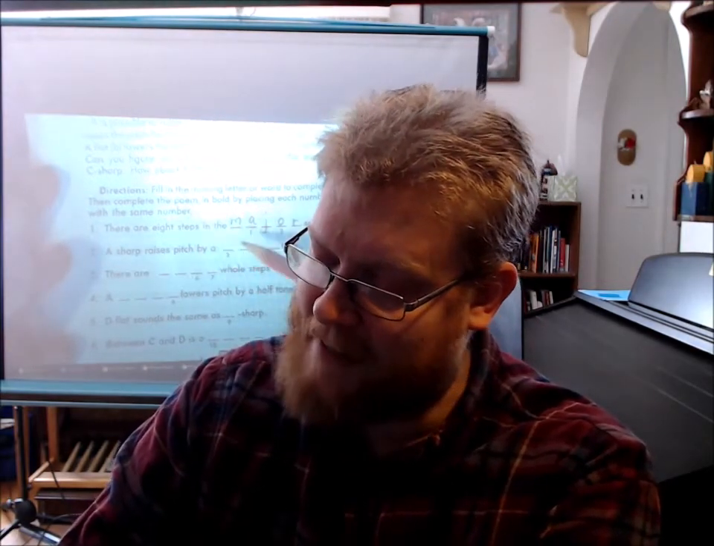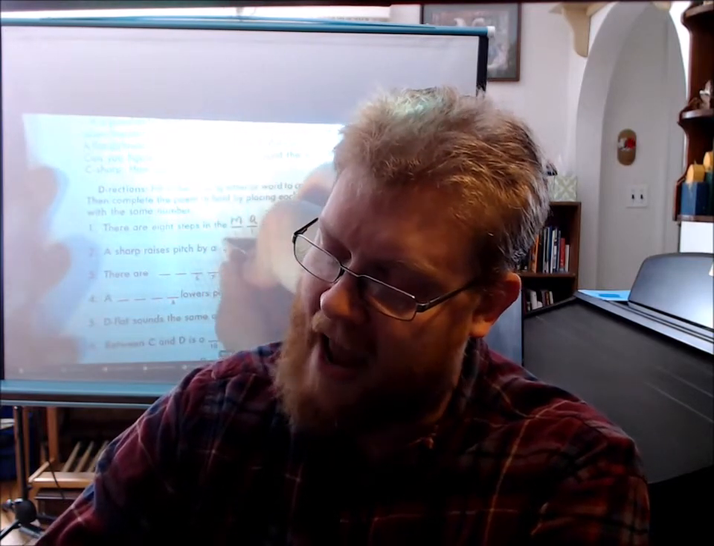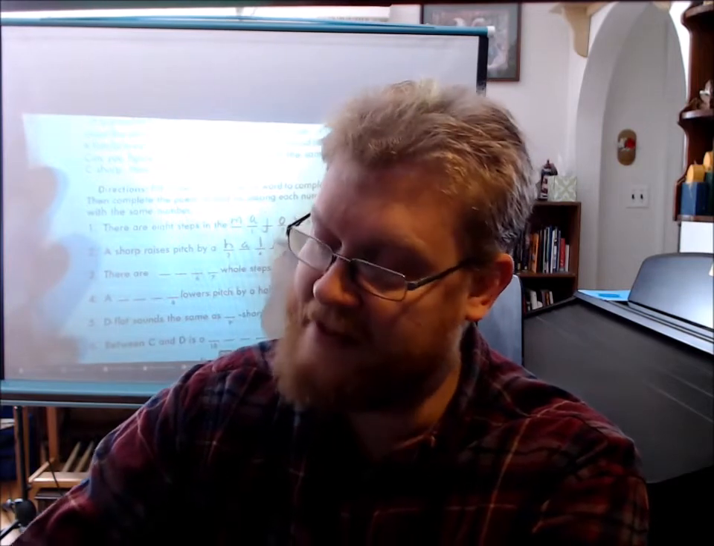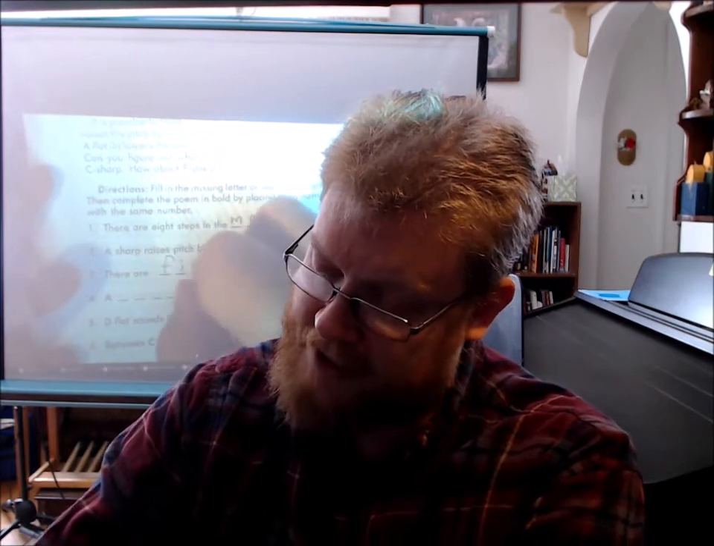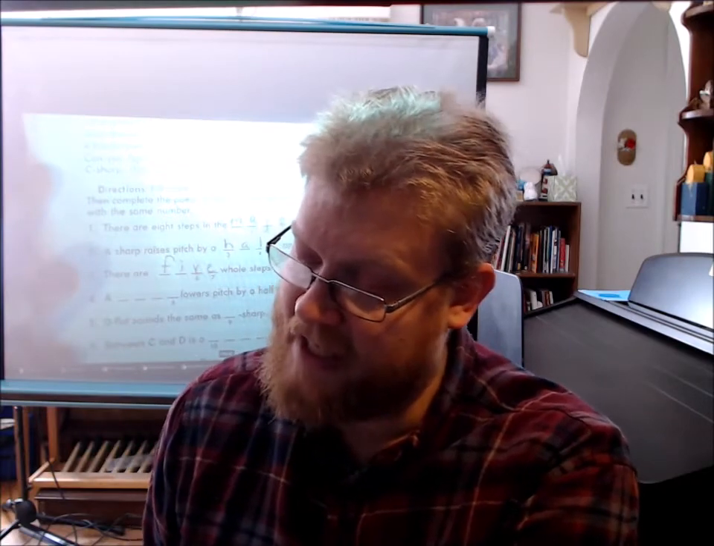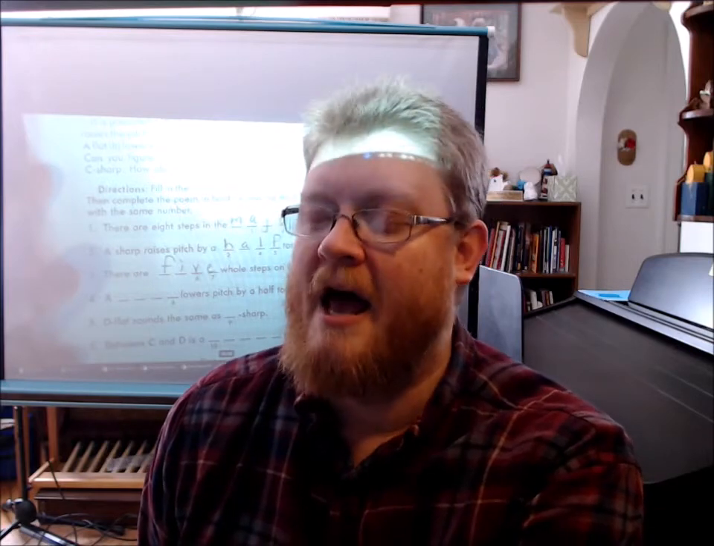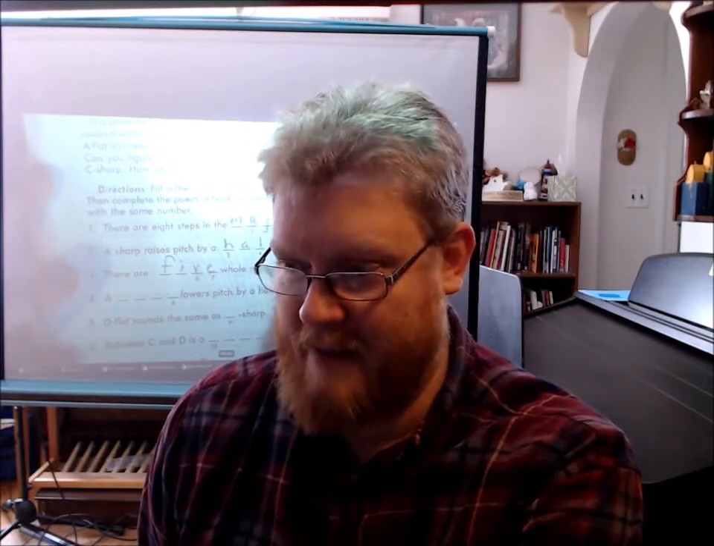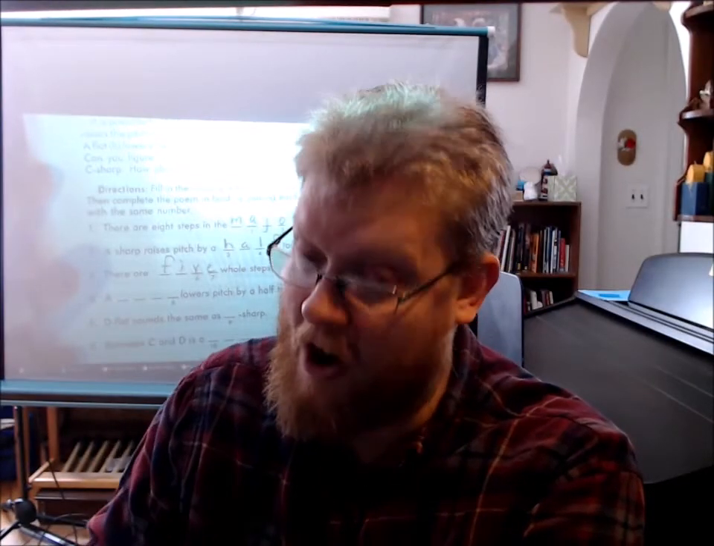A sharp raises pitch by a, well, blank tone. How about a half tone? Okay, again, this is in the reading. Number 3, there are blank whole steps on the major scale. I believe they said 5, which would be correct. 5 whole steps. Those would be, if we're sticking with key of C, between C and D, D and E, not E and F, and G, G and A and B, not B and C. Okay, and we've come full circle by that point in our octave.